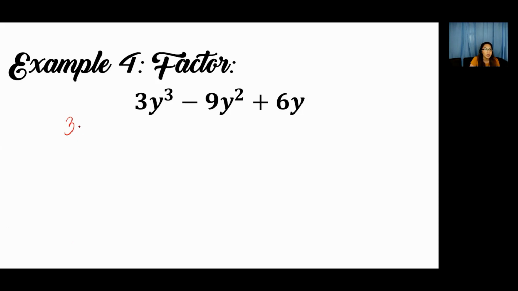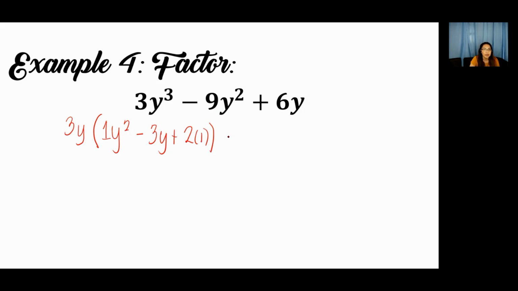Then, when it comes to variables naman, we have y cubed, y squared, and y. Anong may pinakamaliit na exponent? That is y. Next, pwede natin yung idiretso dito. 3 divided by 3, that is 1. Y cubed divided by y, we have y squared. Next, negative 9 divided by positive 3, so we have negative 3. Y squared divided by y, we have y. And then, third term, positive 6 divided by positive 3, that is positive 2. And then y divided by y, that is positive 1.